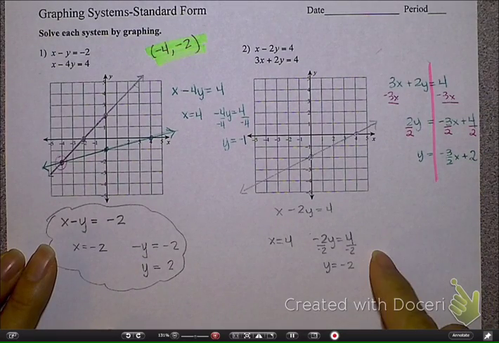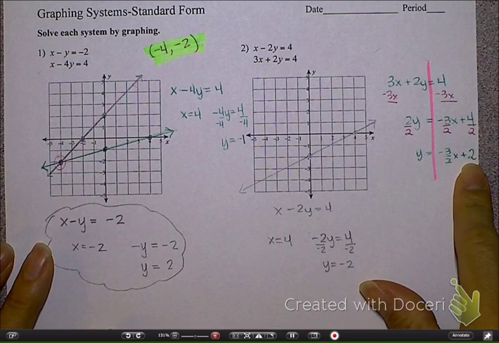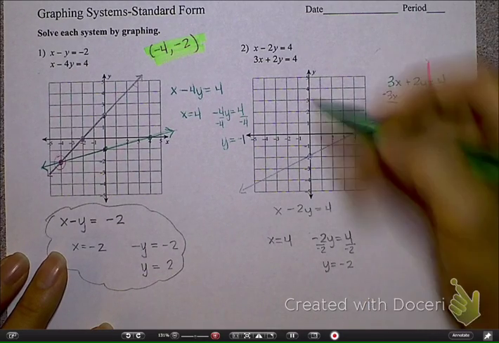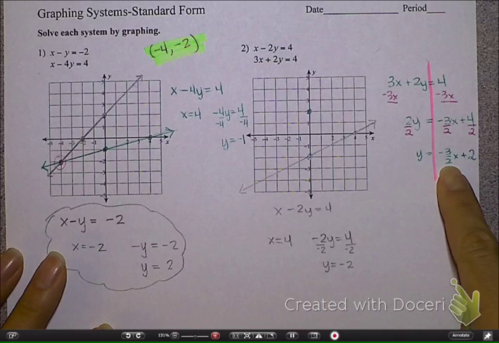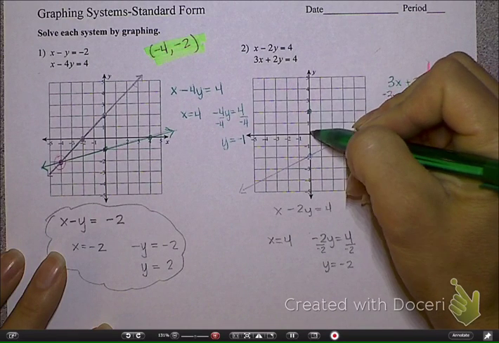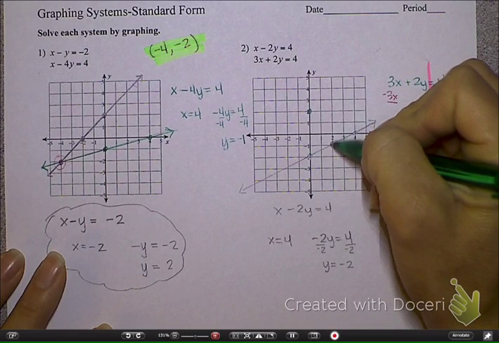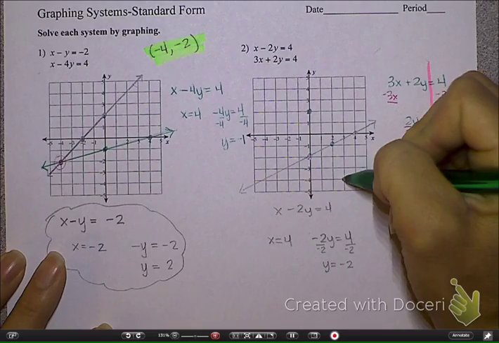Okay? So now, what is your y-intercept? 2. So let's put our y-intercept on the graph. What is your slope? Down 3 to the right 2. So down 1, 2, 3 to the right 1, 2.